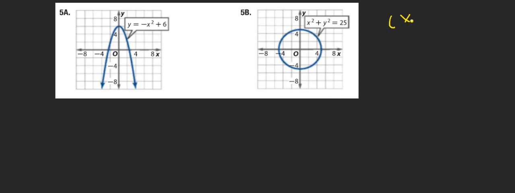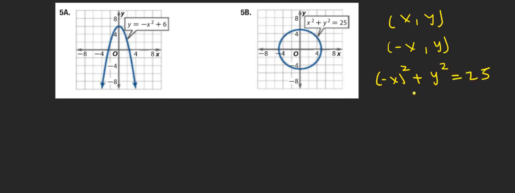If (x, y) is on the graph, if it's symmetric to the y-axis, that means (negative x, y) should also be on the graph, right? So let's plug in negative x, y and see if we get the same equation. So you end up getting x squared plus y squared equals 25. So it is symmetric with respect to the y-axis.